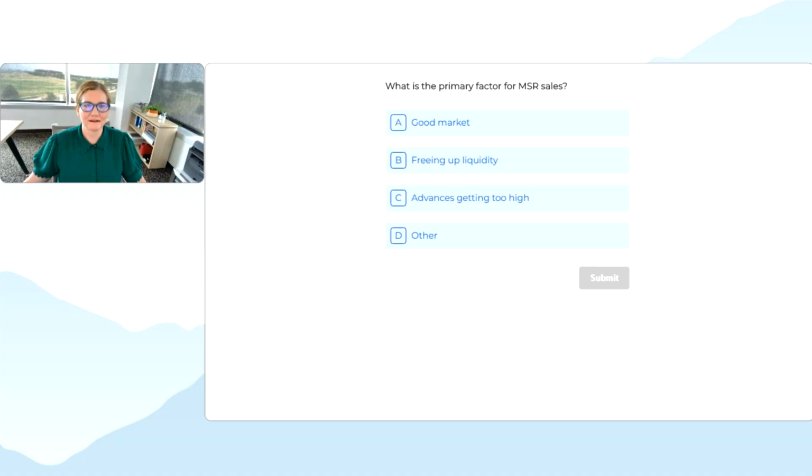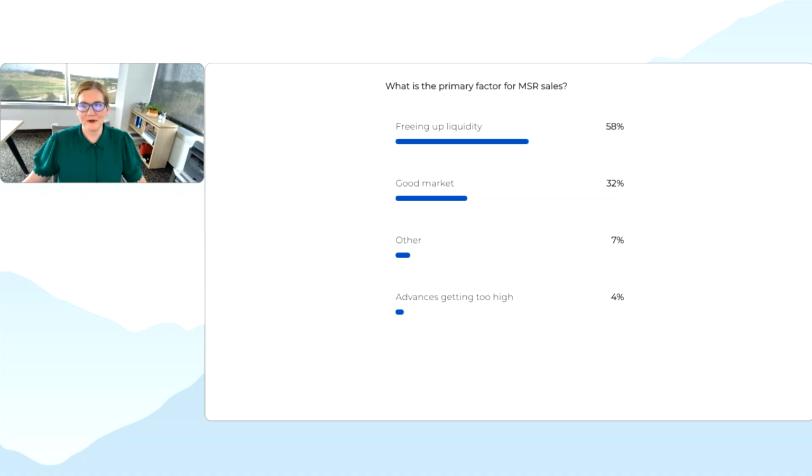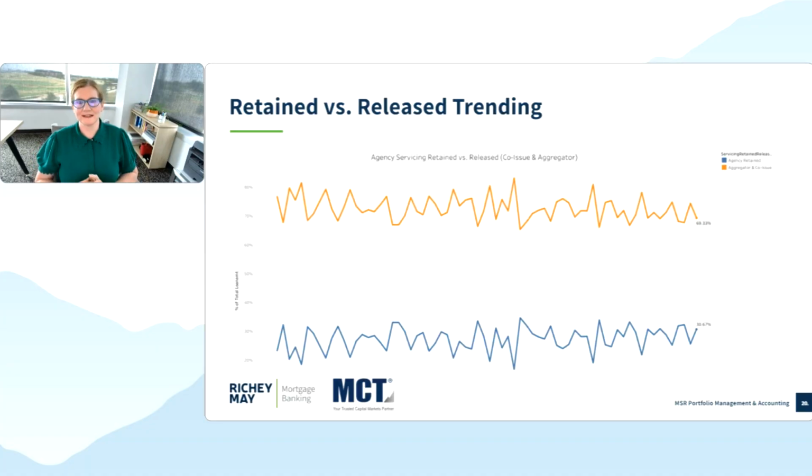All right. Good market, freeing up liquidity. Yeah, we see it from a different perspective too at Richey May, because we're looking at the financials. So we do see it as a liquidity conversation, unfortunately. But it's going to change. It's going to get better, and it'll move back to a good market as opposed to a liquidity decision. All right, Bill, retain versus release trending.